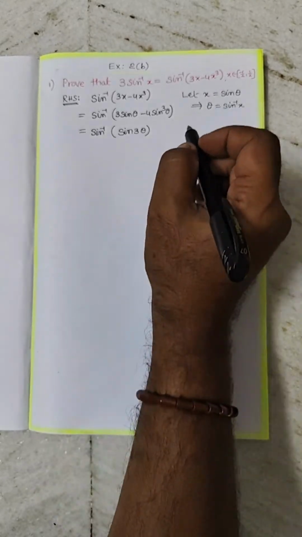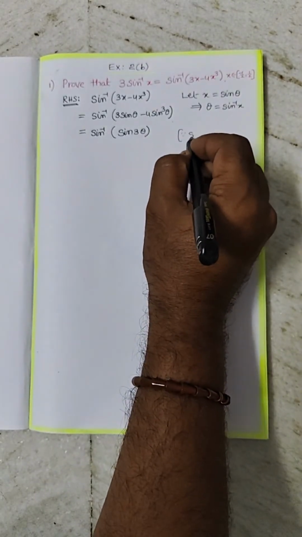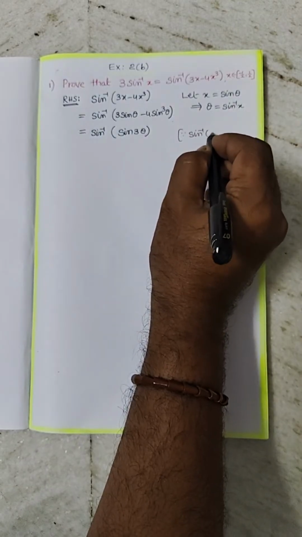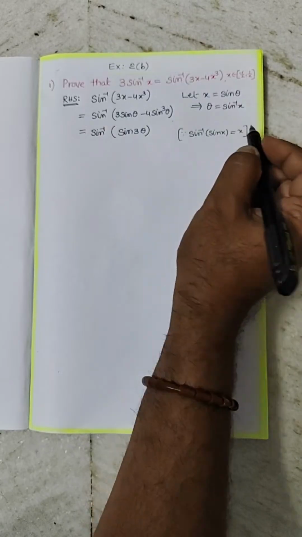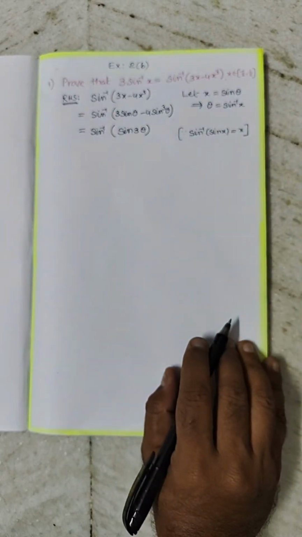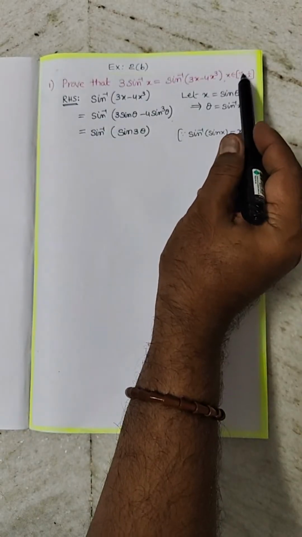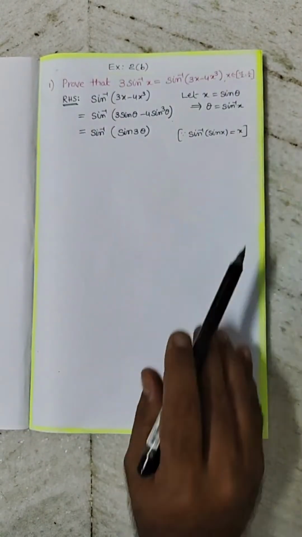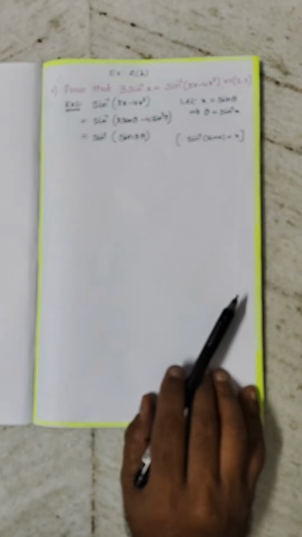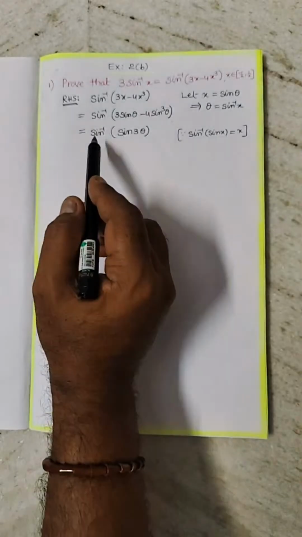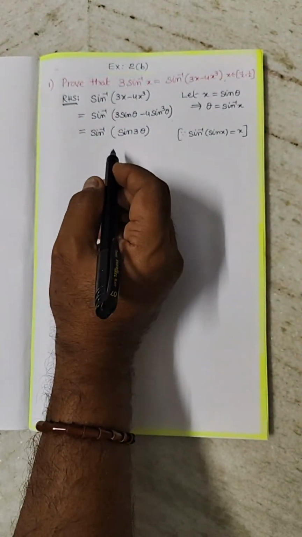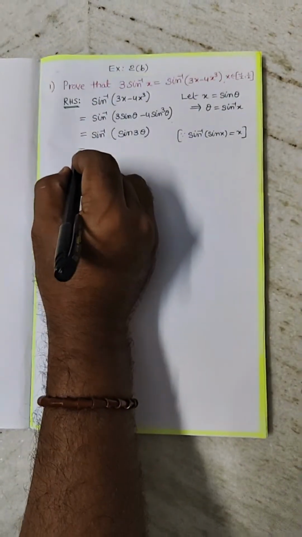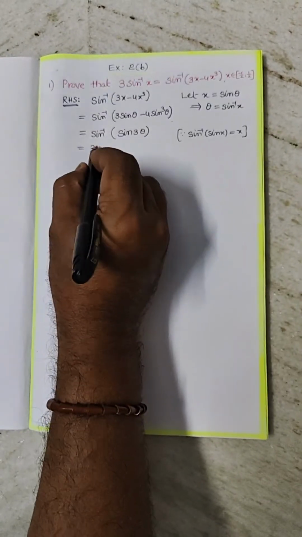Sine inverse of sine x, we have the formula: sine inverse of sine x is equal to x. Yes, students. Here you need to remember x belongs to minus 1 by 2 to 1 by 2, so you need to verify whether sine 3 theta's inverse belongs to minus pi by 2 to pi by 2 or not. It will, obviously. So sine inverse of sine 3 theta is 3 theta.